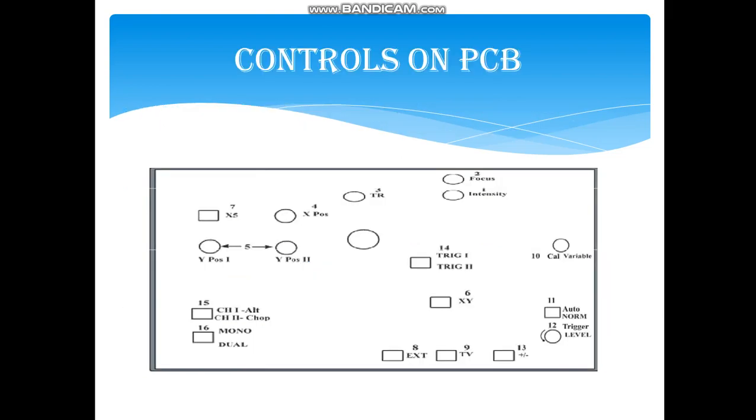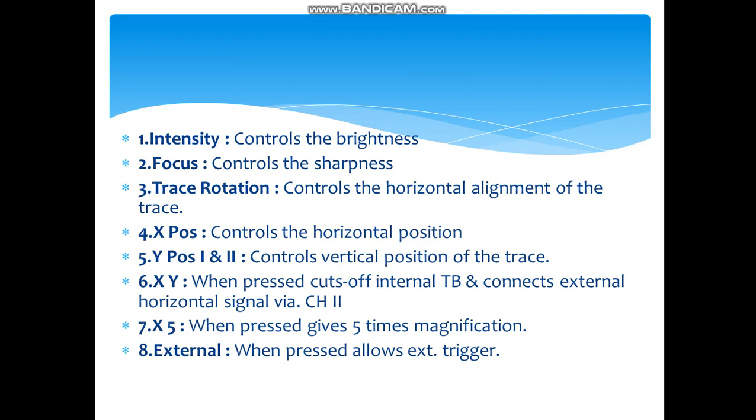Next are the controls on the PCB. Previously we saw what is present on the front panel. Now we are going to see the controls on the PCB. Again they are numbered, from 1 to the last number, which I think is 16. Let's see the purpose of these parts. First, you have intensity. We know the purpose of intensity: it is used to control the brightness.